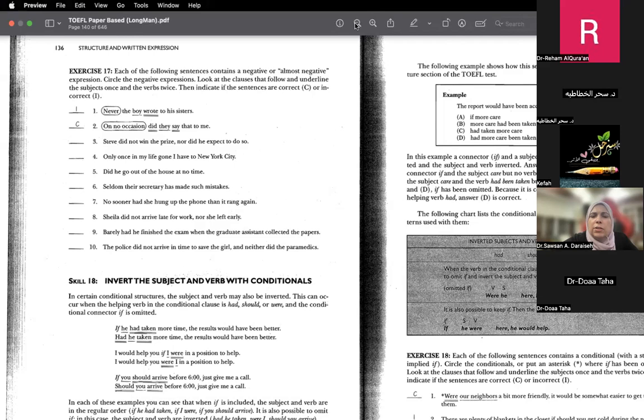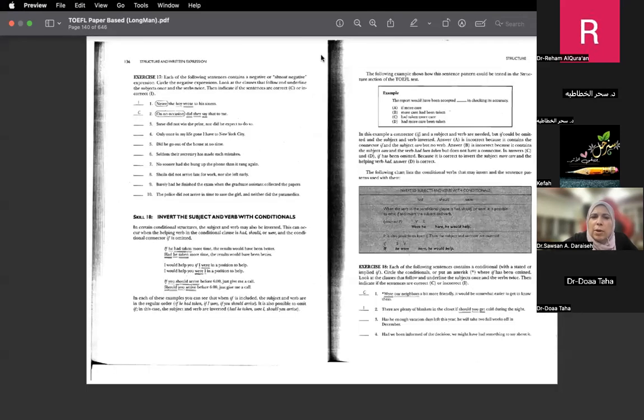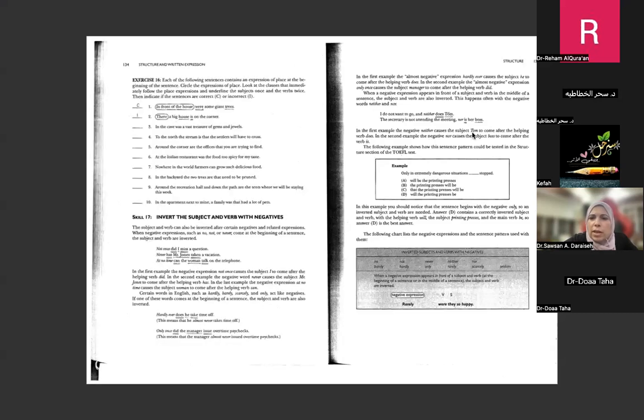She's talking about 135. It's good that she's looking at that. Let's take a look at the example over here. And neither does Tom. In the first example, almost negative expressions hardly ever cause the subject to come after the helping verb. We want to take a look at this.